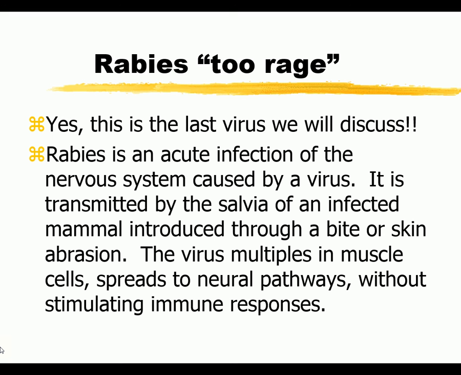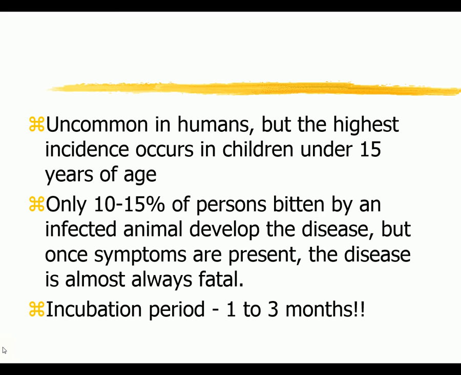Rabies means to rage. This is the last virus we'll talk about, and I believe this is on page 955 in your book. And again, the book's not skipping around, I am, because it doesn't have a particular chapter just on these things. Page 955 talks about rabies and it being an acute infection of the nervous system. We know it's transmitted by the saliva of the infected mammal through a bite, usually. It's uncommon in humans, but it does usually occur in children under 15. Usually they're brave in picking at these animals. Only 10 to 15% of people bitten actually can develop it, but once present, it is fatal.